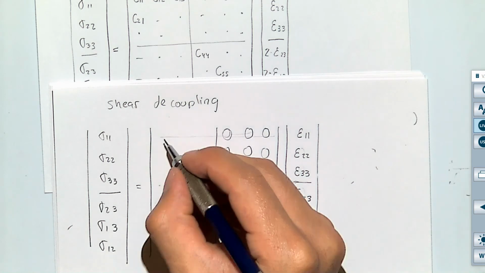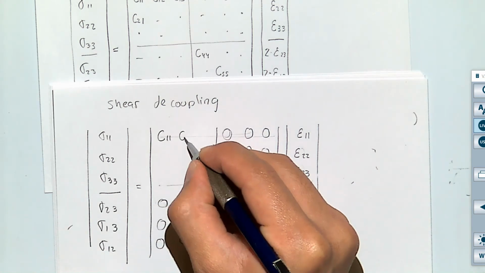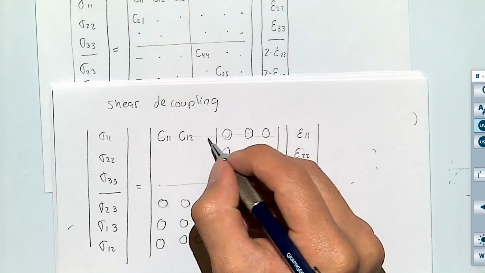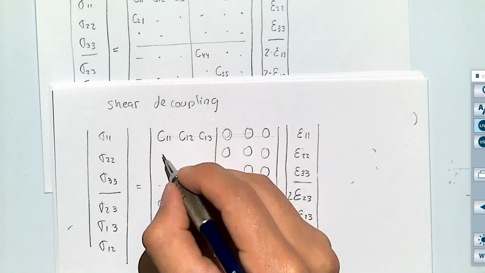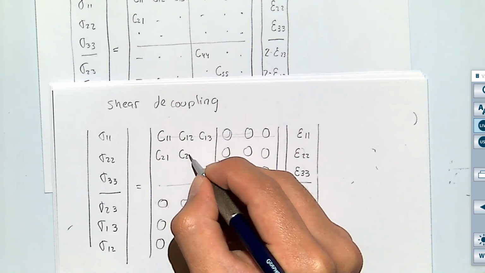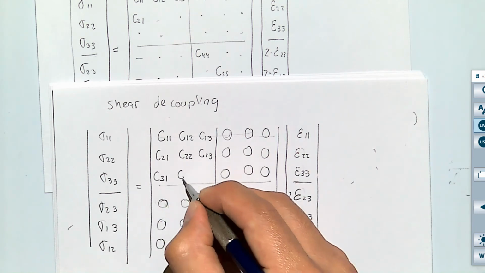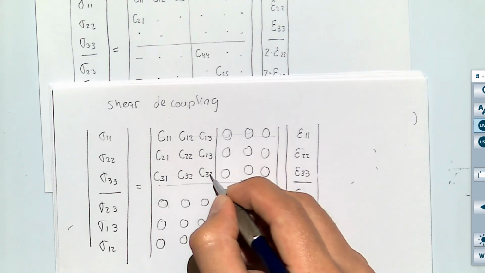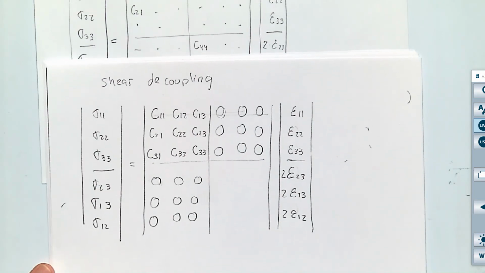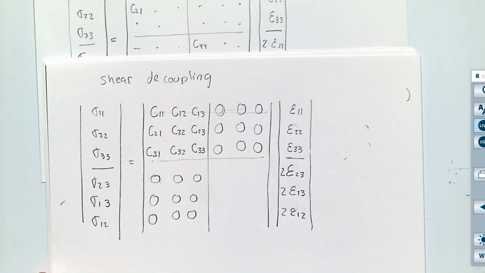So let me write the elements which are not going to be equal to 0. Still, we have them there in the matrix. We got rid of already 18 coefficients. So now we have 18.